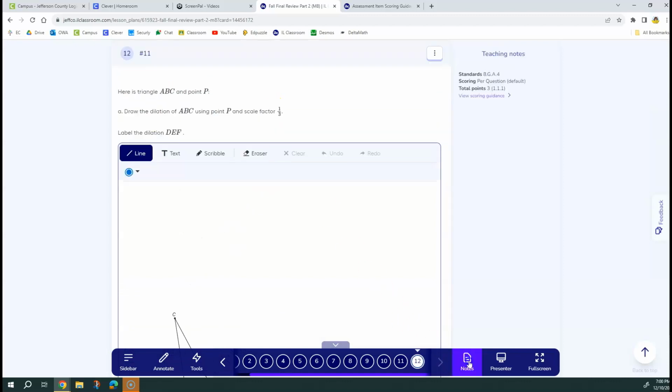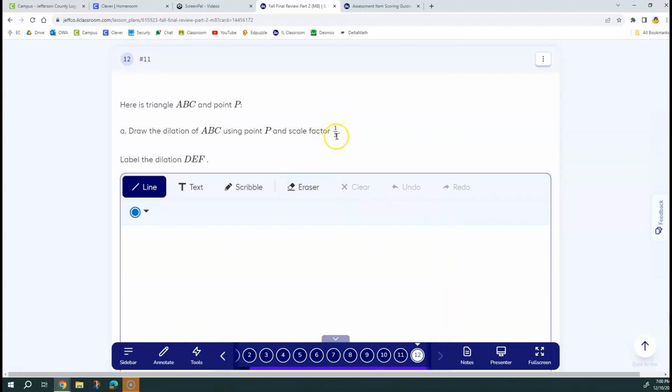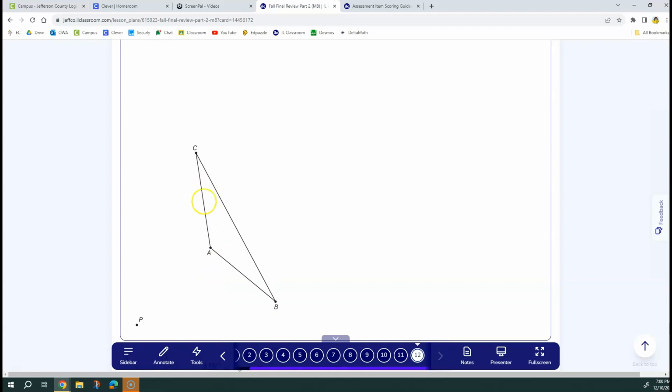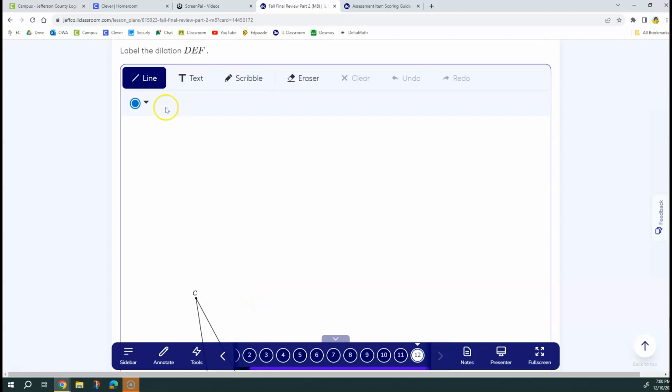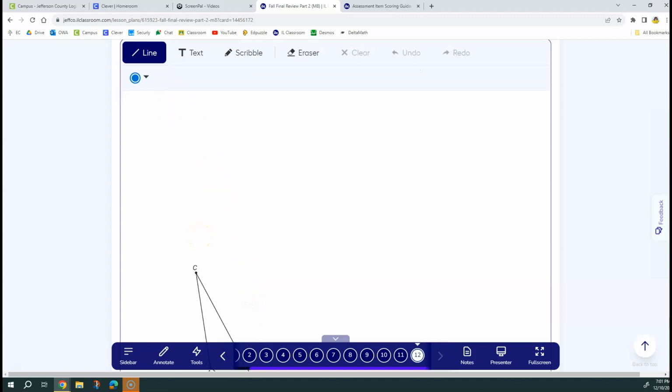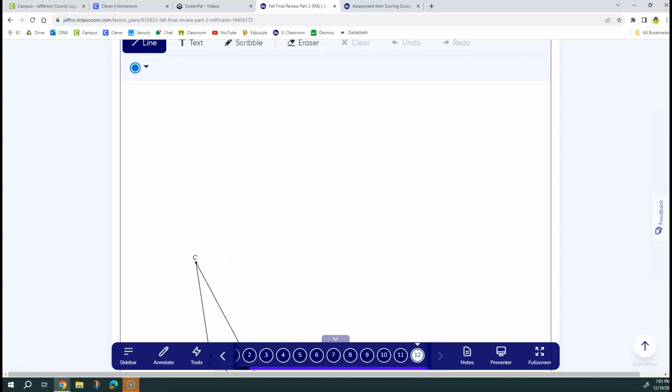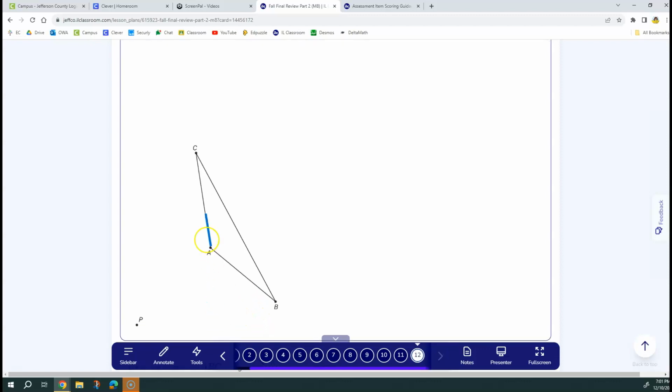Right, remember, scale factors of less than 1 are going to shrink. So this shape we're going to create is going to be 1/3 the size of our original. Now, we don't have any rulers, we don't have grid lines or anything, so we're just going to do our very best to do 1/3. So let's see, I'm going to say that that's about 1/3.